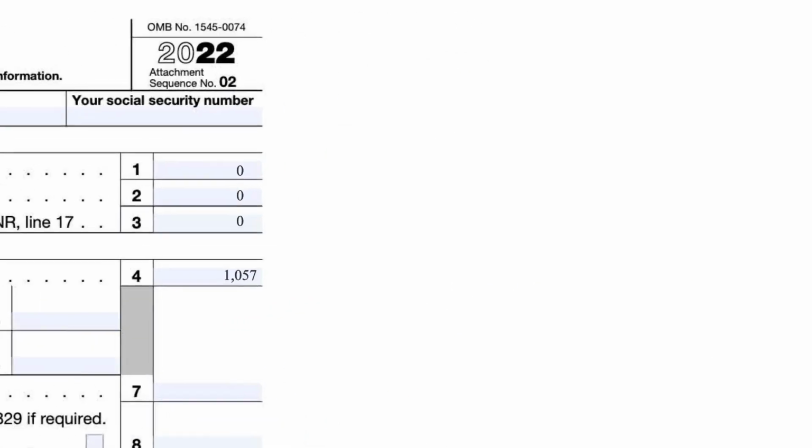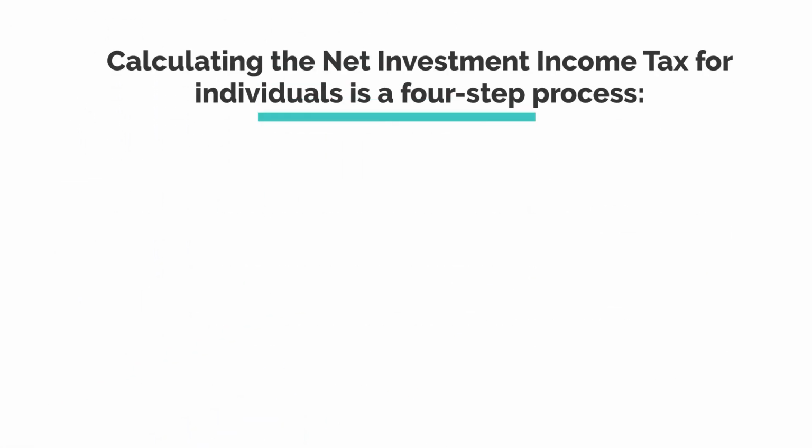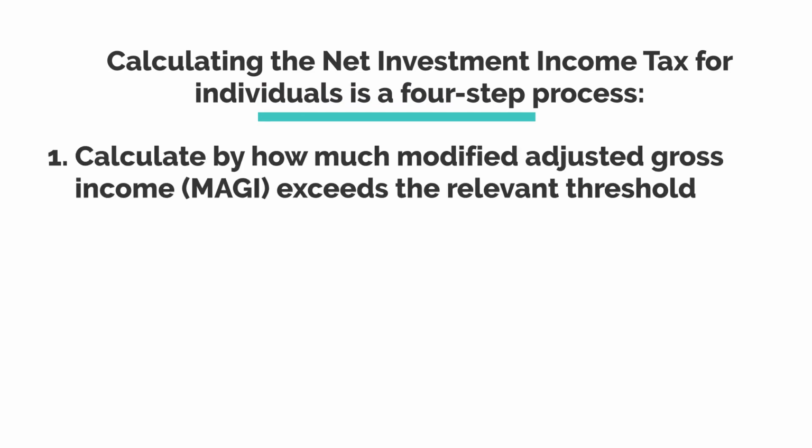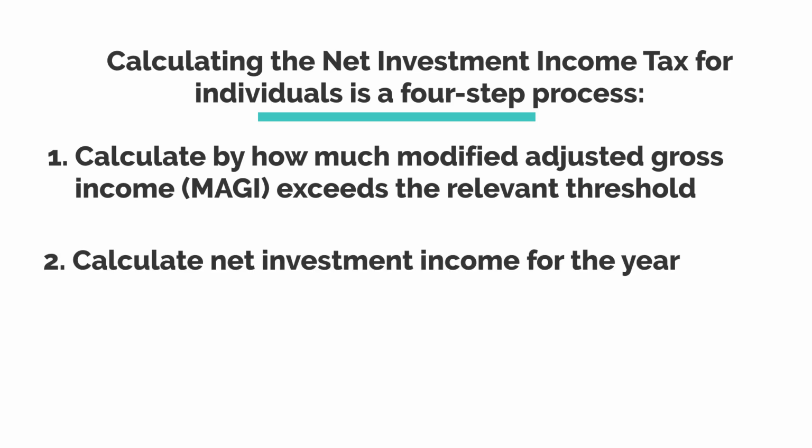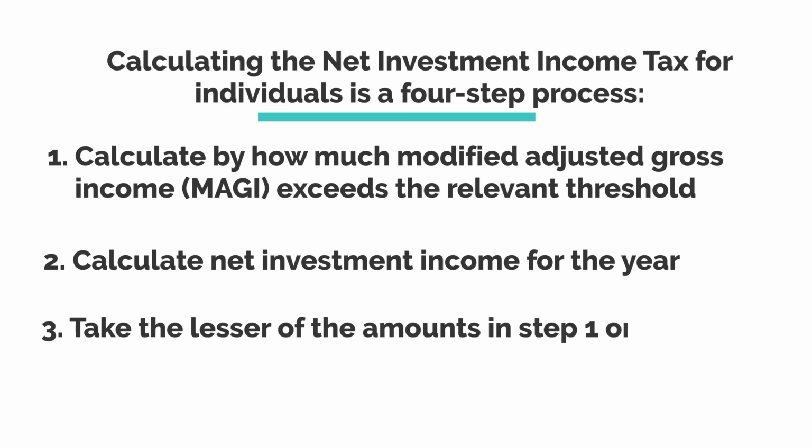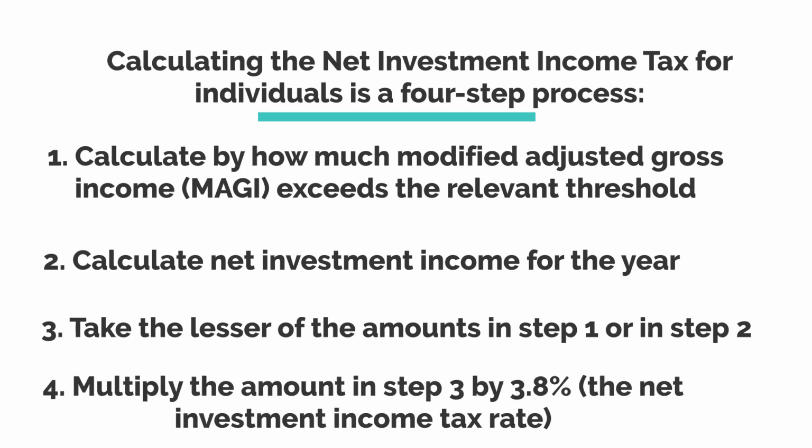Calculating the net investment income tax for individuals is a 4-step process. 1. Calculate by how much modified adjusted gross income exceeds the relevant threshold. 2. Calculate net investment income for the year. 3. Take the lesser of the amounts in step 1 or step 2. 4. Multiply the amount in step 3 by 3.8%, the net investment income tax rate.